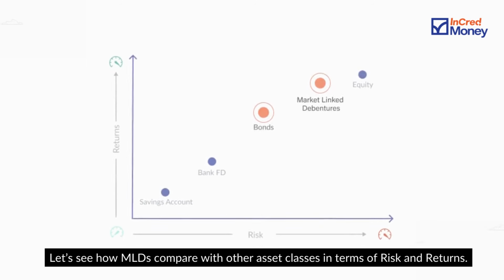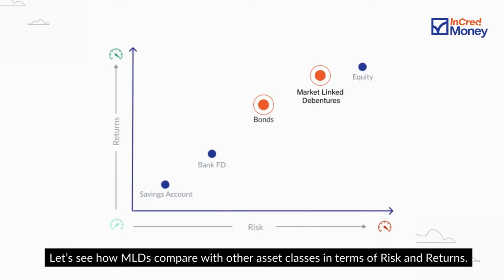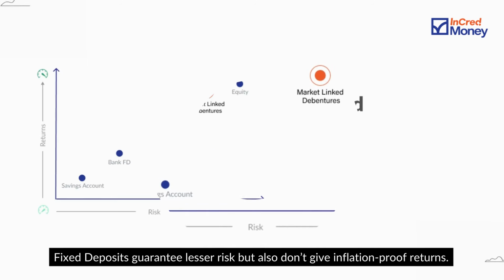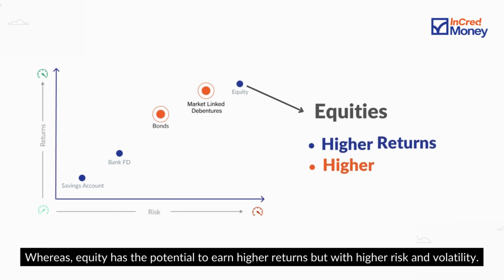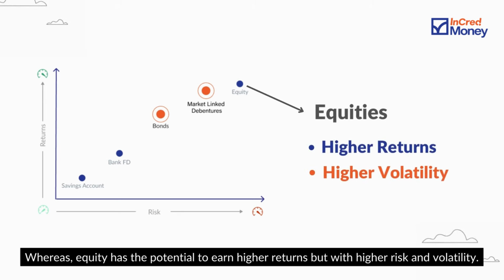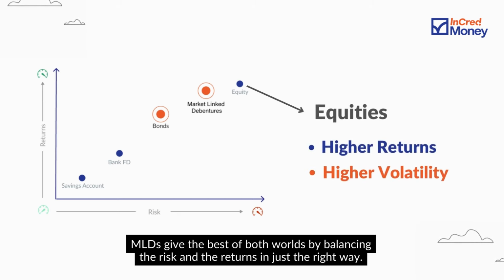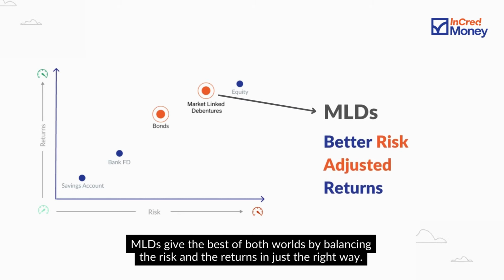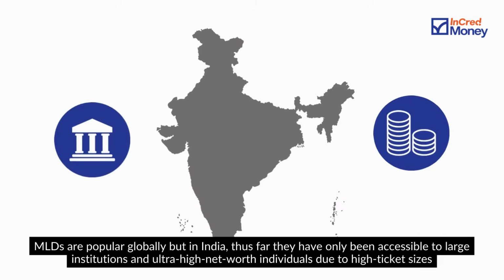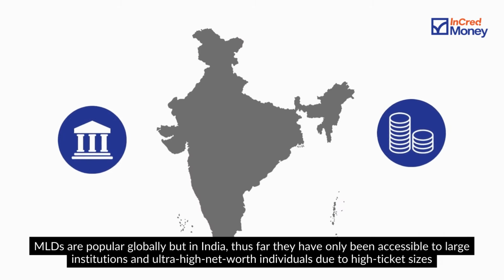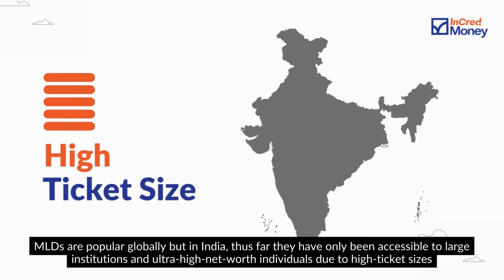Let's see how MLDs compare with other asset classes in terms of risk and returns. Fixed deposits guarantee lesser risk but also don't give inflation-proof returns. Whereas equity has the potential to earn higher returns but with higher risk and volatility. MLDs give the best of both worlds by balancing the risk and the returns in just the right way. MLDs are popular globally, but in India, thus far they have only been accessible to large institutions and ultra-high net worth individuals due to their high ticket sizes.